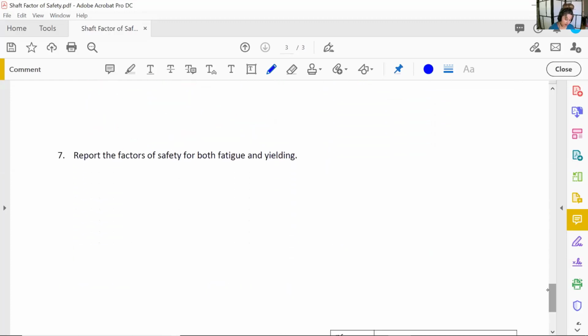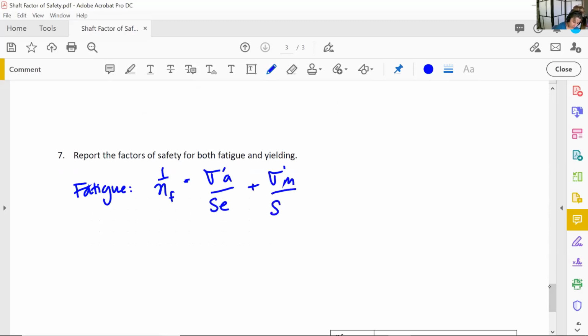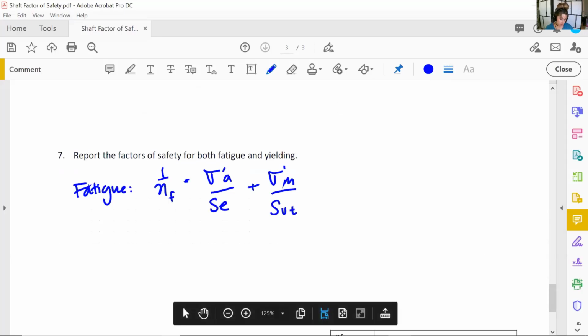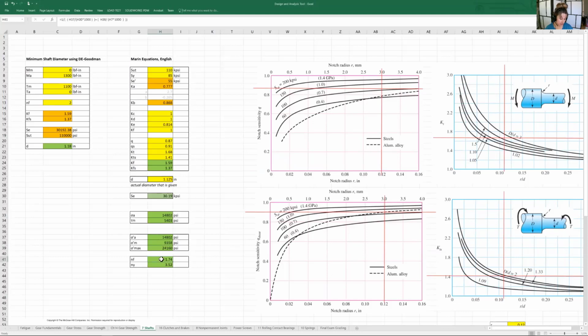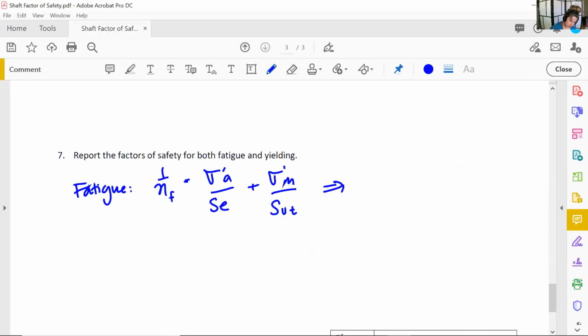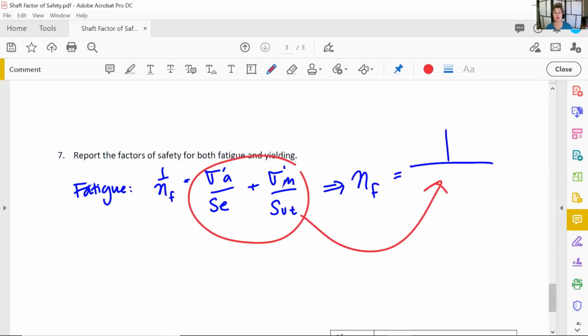Okay. Report the factors of safety for both fatigue and yielding. For fatigue, 1 over the fatigue factor of safety. This is the modified Goodman approach, remember. So in my analysis tool, all right, so some things I see a lot. One of the errors I see is forgetting that that formula was 1 over n equals blah, blah, blah, blah, blah. So make sure you are accounting for that. So your factor of safety, let's just go back. So this is how you should enter it. I don't really want to write that all out. Okay, 1 over that.